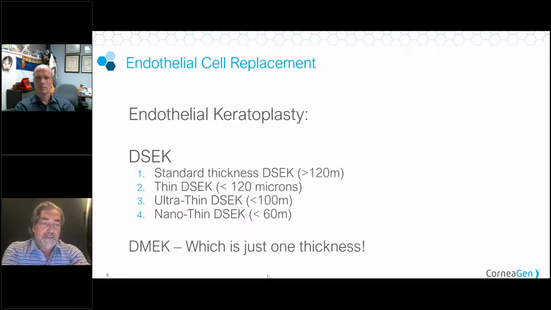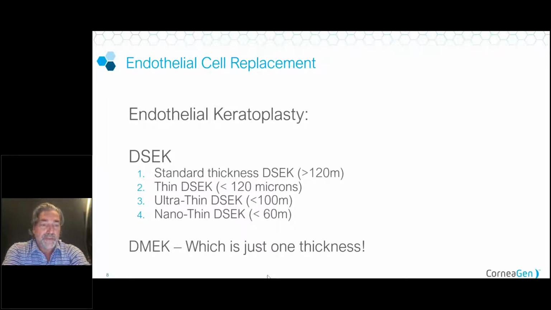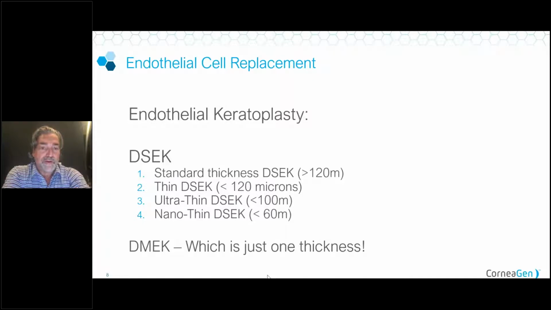And I think if we think about it, DSEK is kind of a lot of different things, or at least it's been a lot of different things over the years since it's come out, the last probably 15 years. There's different thicknesses, there's different diameters. I think we all originally started cutting our own tissue. Maybe the thickness was over 120 microns, could even be up to 200 microns. And then we realized maybe not so good, we'll do some thinner cuts. So we did maybe 120 microns or so, and then we kind of got thinner than that, less than 100.